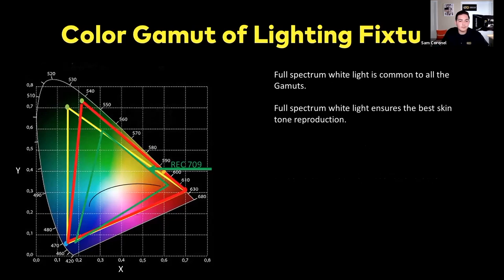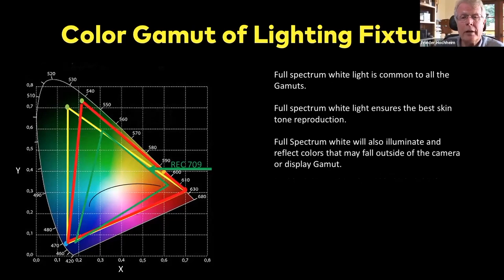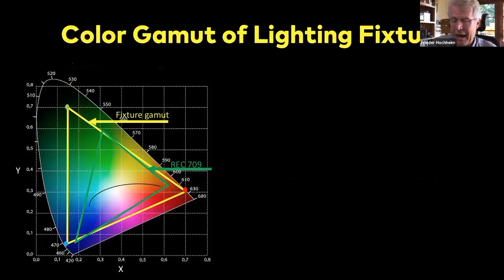So that full spectrum is what assures the best skin tone. It also assures what is illuminated in terms of the set. All those colors and saturated colors and pastel colors, if the spectrum is there in the white, that will always reflect back on the camera. And so if the display gamut handles it, it'll be in the display gamut.